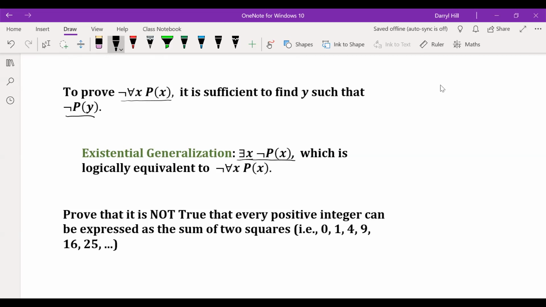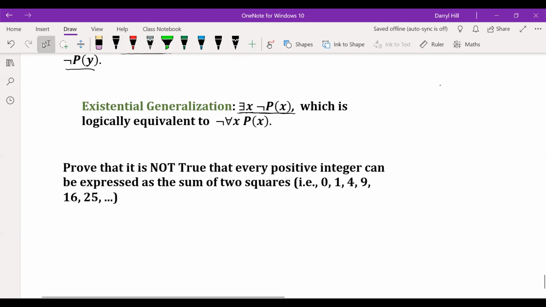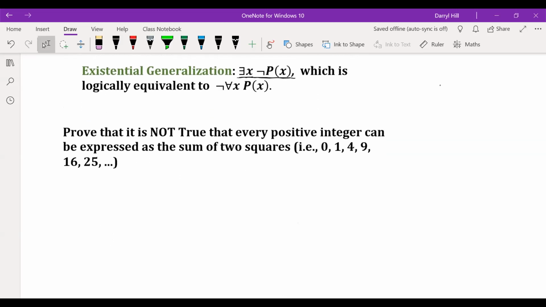And so what we can do is we can find an example and then use existential generalization. So using that example, I say, well, there's freshwater salmon in Lake Superior, therefore not all fish live in the ocean. So then I can use existential generalization and say, well, there exists a fish that doesn't live in the ocean. So I just want to find a counterexample. So we'll prove that it is not true that every positive integer can be expressed as the sum of two squares. So these are all the squares.